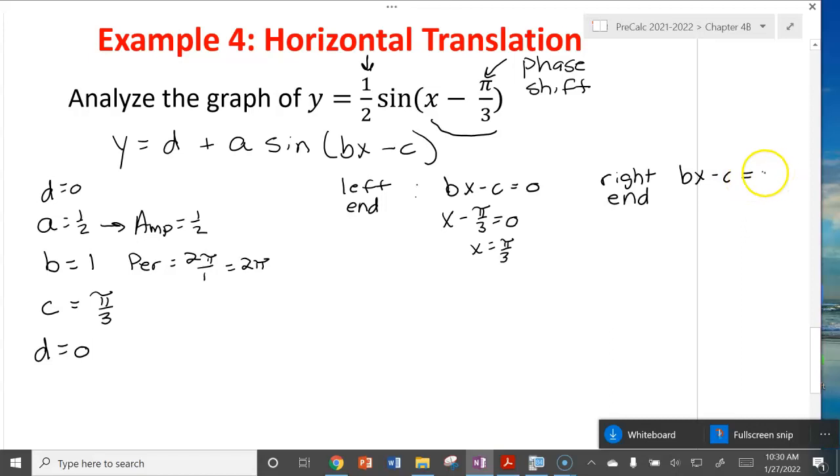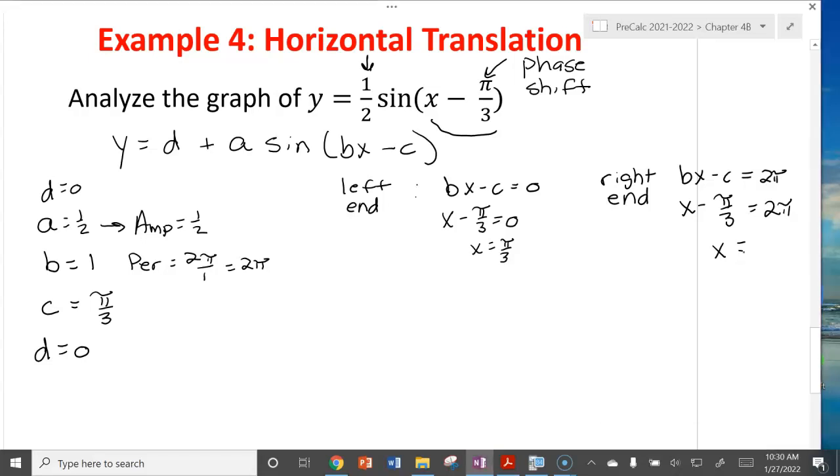bx minus c equals 2 pi. Plug in. x minus pi over 3 equals 2 pi. So x is going to be 2 pi plus pi over 3. So I get 7 pi over 3. That's going to be my right end.